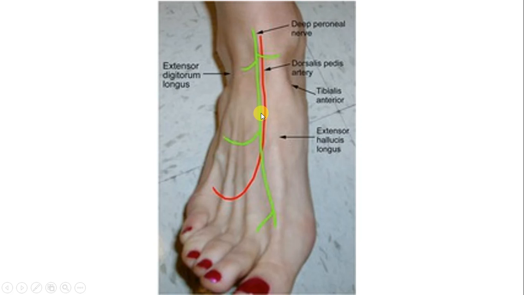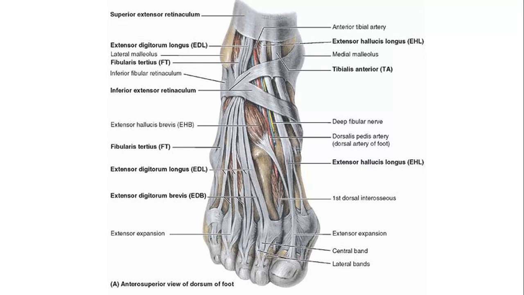Now it is entering into the foot, supplying the two muscles, and the cutaneous supply of this area, the first web between the big toe and the second toe, is from the deep peroneal nerve. Here we see the retinacula, that is the superior extensor retinaculum, which is a thickening of the deep fascia of the leg, and the inferior extensor retinaculum.